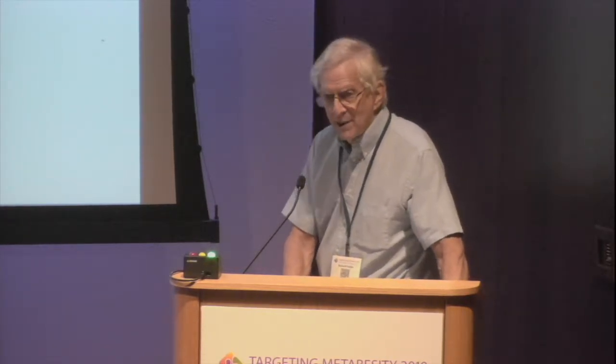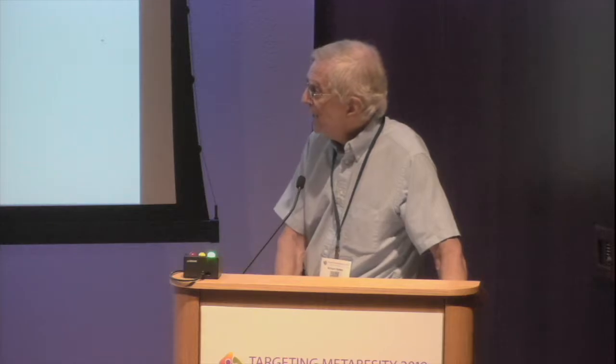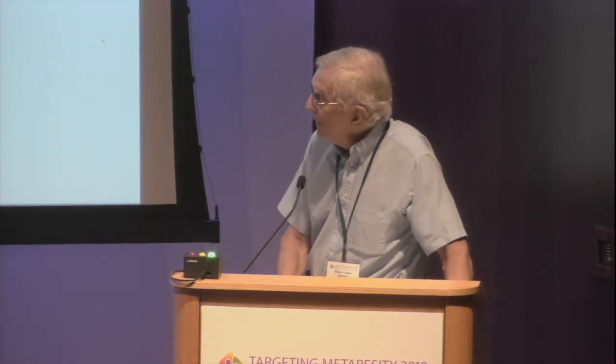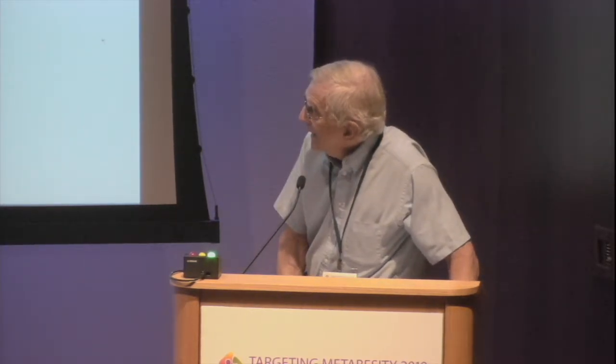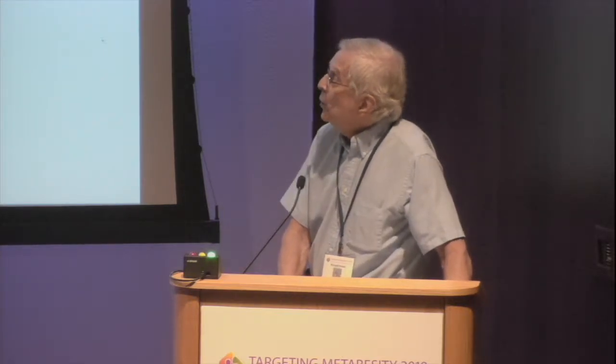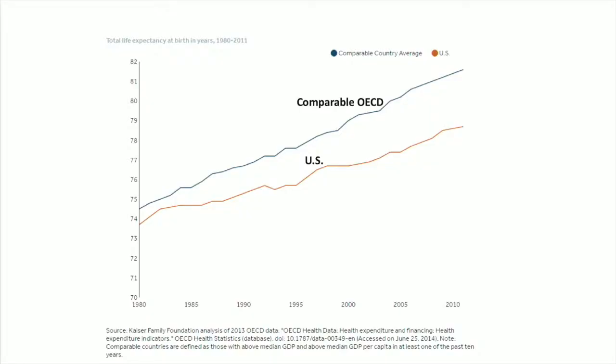If we look at what has happened in this country, the United States, here illustrated from 1980 through the present, with the U.S. life expectancy compared to the comparable OECD numbers. And you can see back in the 1980s, they were very close. There's been an increase in life expectancy, but look at the gap. That is, the U.S. has done far less well than other countries.